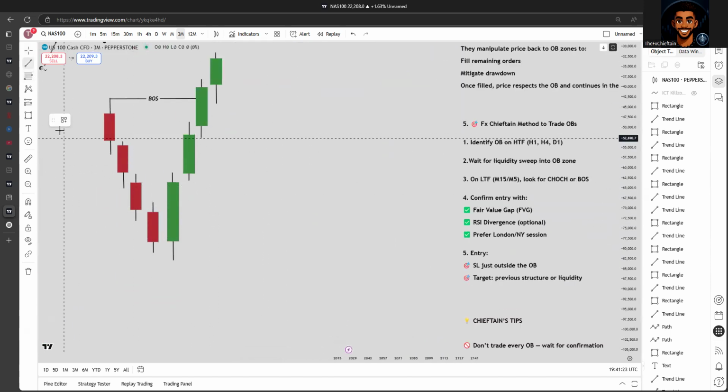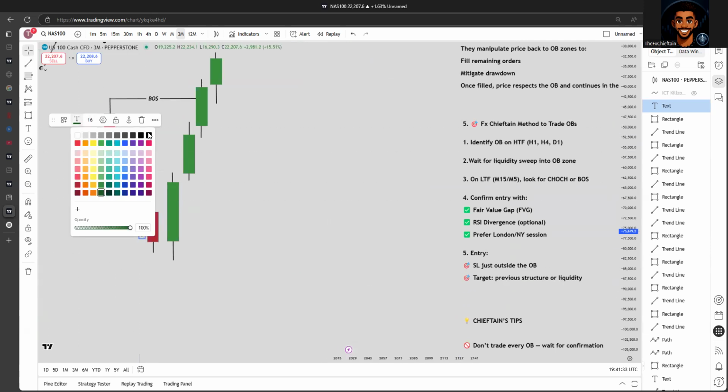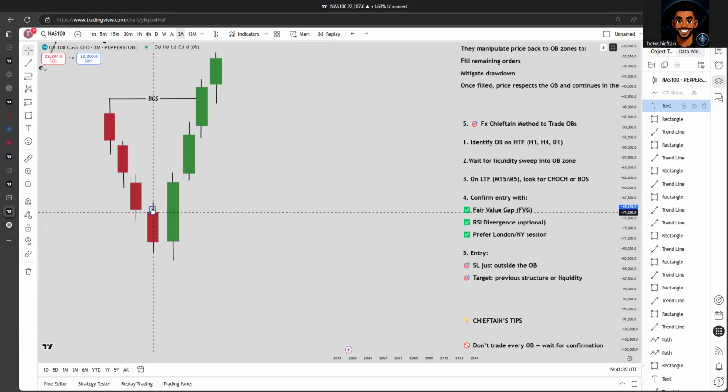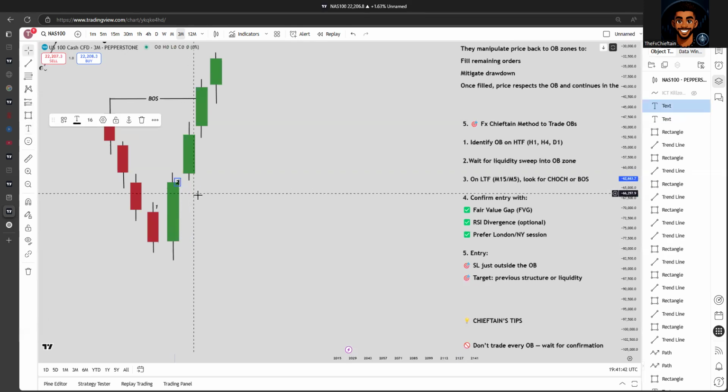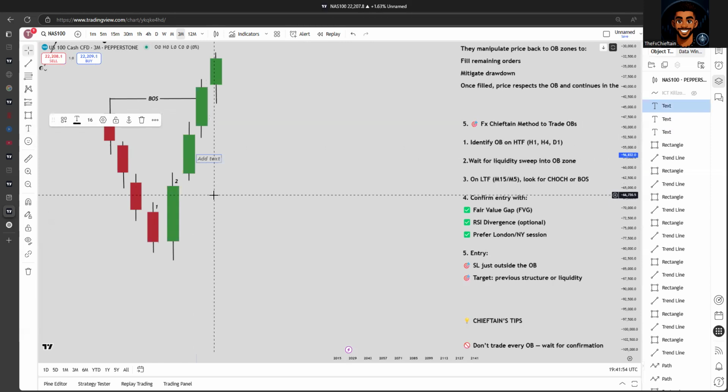And for an order block, candle 1, I've taught this so many times, I don't even know why I'm still saying this. Candle 1, which is this one, and candle 3. This is candle 2, and this is candle 3. Candle 1 and candle 3 wicks must not touch.